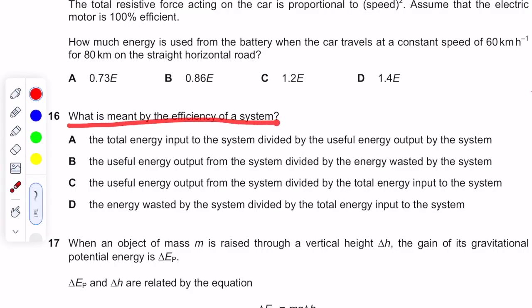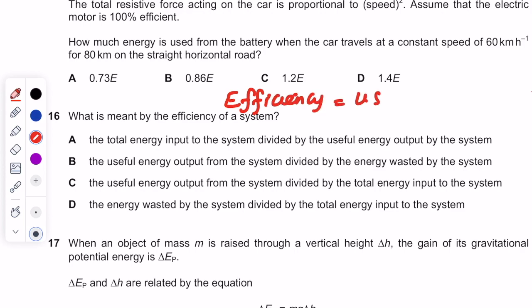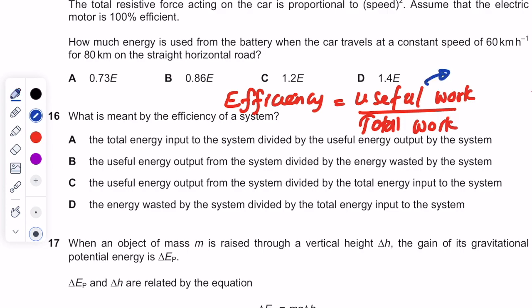What is meant by efficiency of a system? This one again checks your memory. Efficiency is the useful work to total work ratio. Remember, the numerator is the useful work, the denominator is the total work. Based on that, the useful energy output from the system divided by the total energy. That's good. This is the total energy on the denominator. So answer should be C.